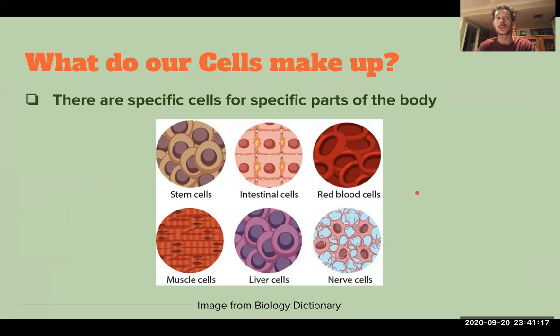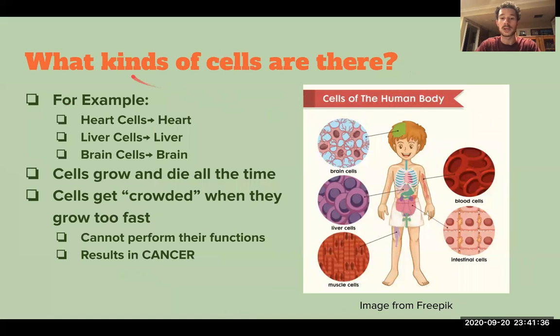So that's kind of like, a Lego spaceship might need some gray pieces to make the bottom of the spaceship, but it might need a different kind of piece to make the roof of the spaceship, right? So just like that, different parts of our body are made of different cells. So here's another example of the different types of cells in your body. So for example, heart cells make up your heart, right? Liver cells make up your liver, right? And brain cells make up your brain.